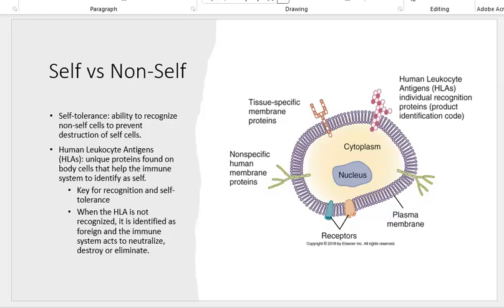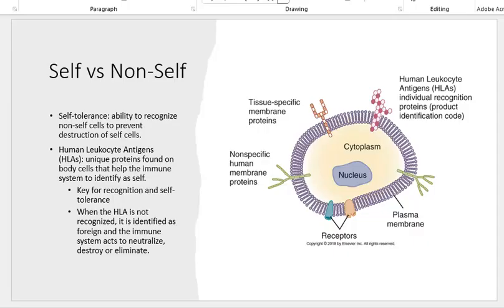Self versus non-self. This is just referring to recognition of self, which is referred to as self-tolerance. Non-self means the body has been infected. These are cells either from infected body cells, cells from other people, cancer cells, or invading or foreign organisms.